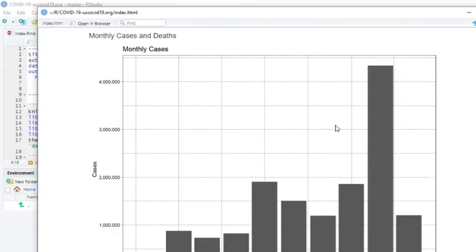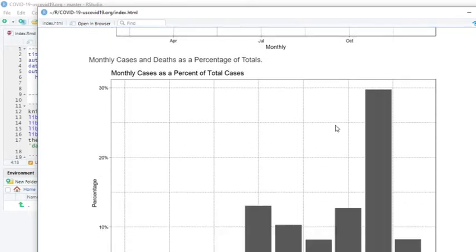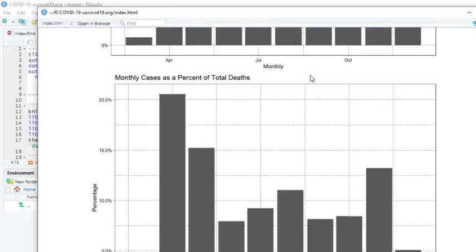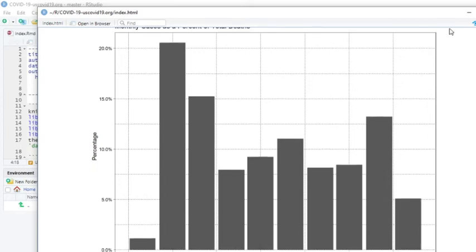Now we have monthly cases, monthly deaths, and the percentage so far, again, the percentage for each month. This is the percentage of the total cases. So you can see that November by far was the worst. It was 30% of cases so far. Deaths, you can see that November was about 12 or 13% of the total deaths, while April was the highest number of deaths, over 20% of the total deaths.